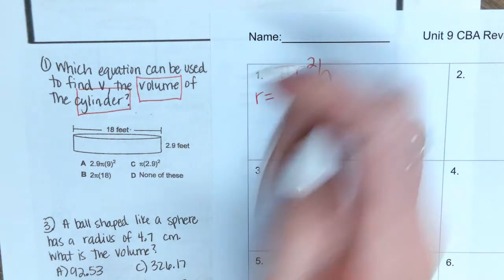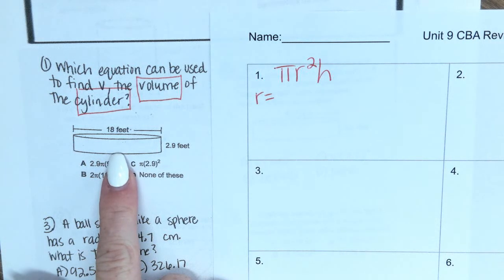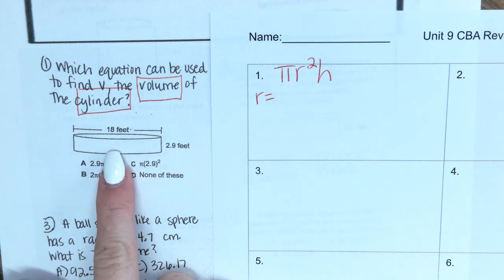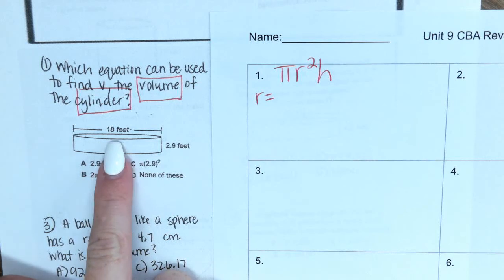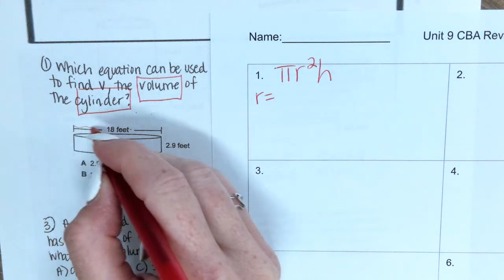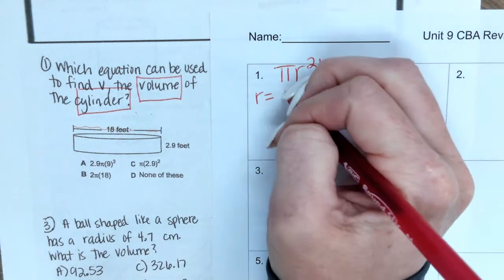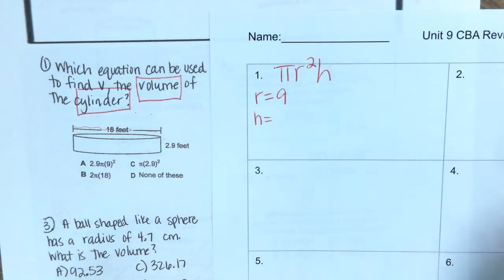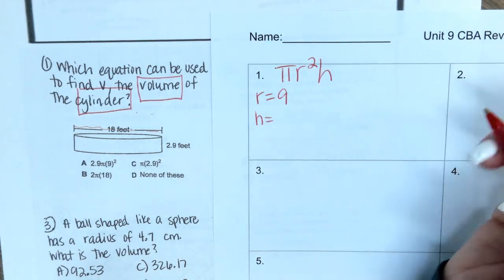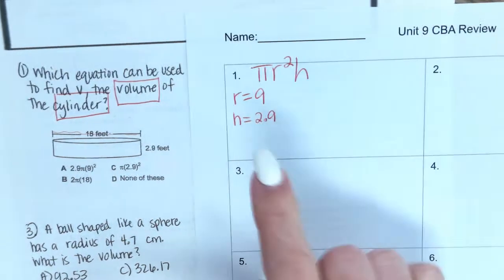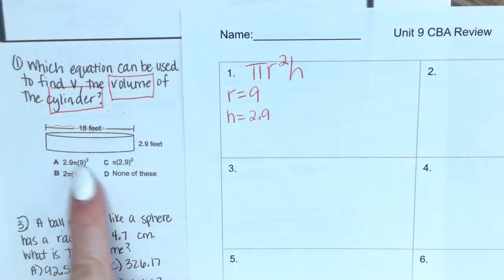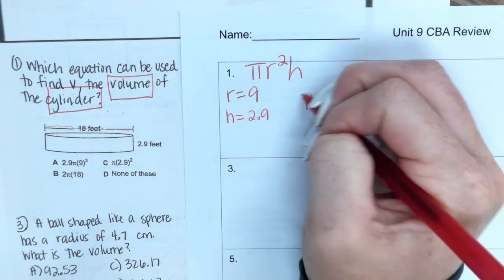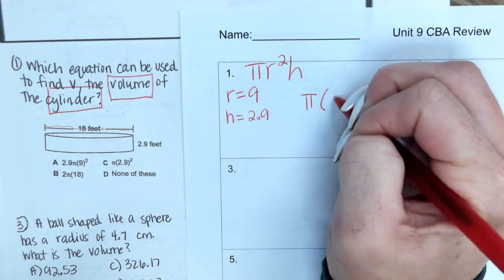What is the radius of this picture? It was 9. Why is it 9 and not 18? You have to divide it by 2 because it goes all the way across the circle. What was the height? 2.9. And so all I had to do was write this formula because they didn't solve it. Pi times the radius squared.